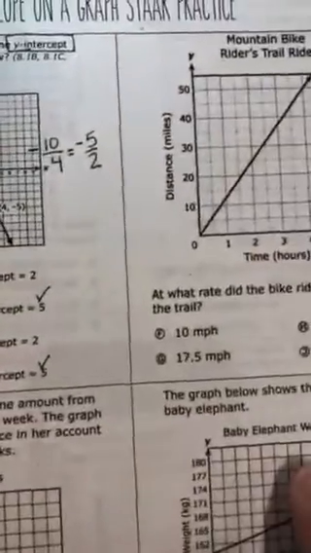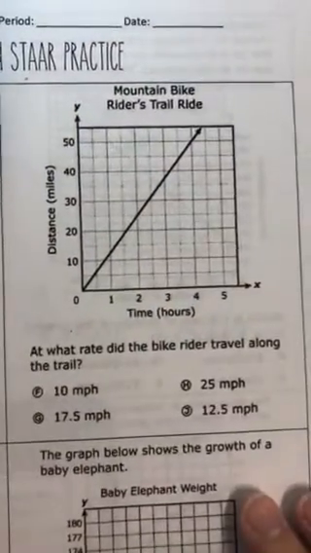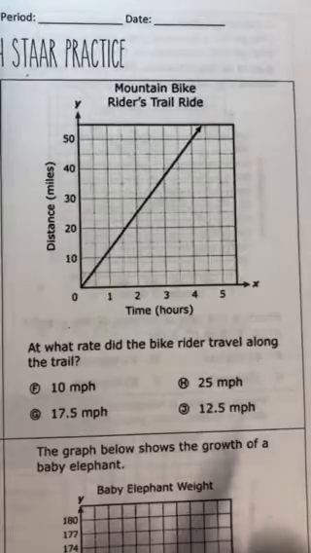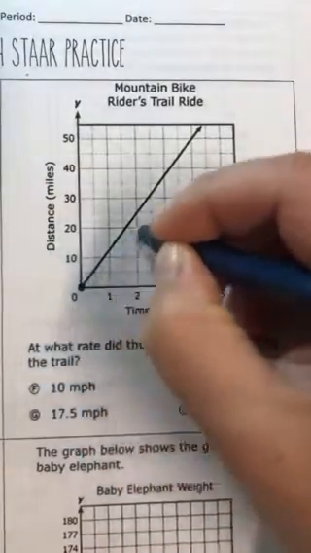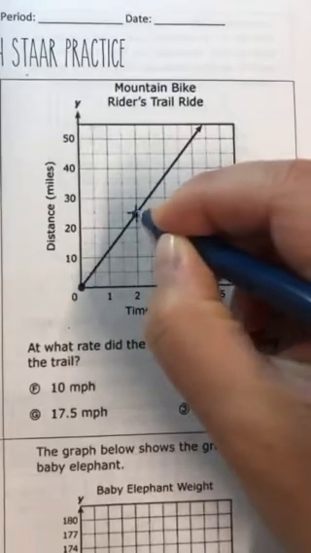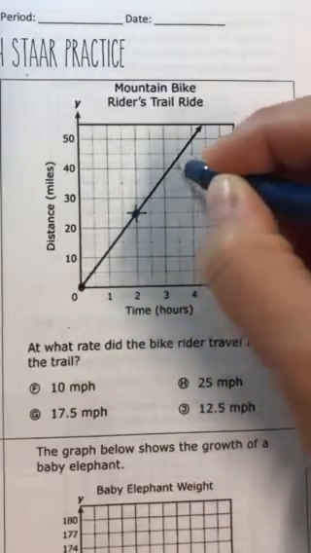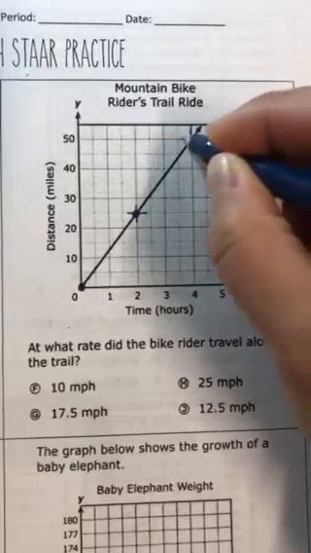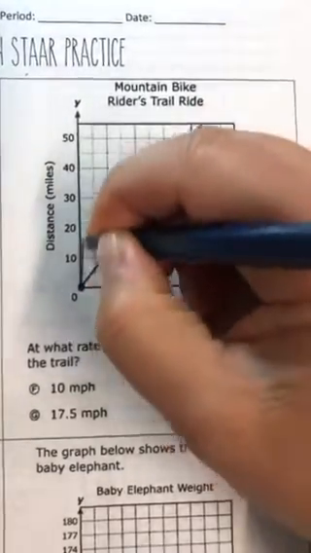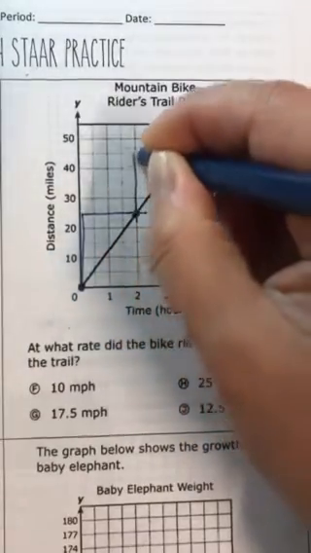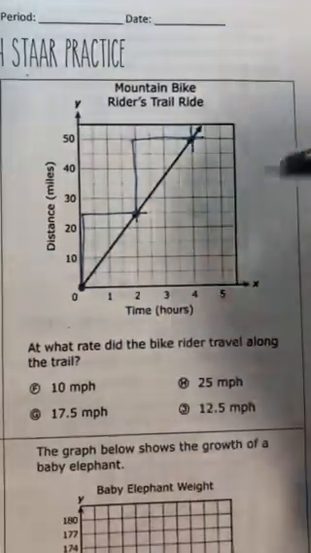Next question. At what rate did the bike rider travel along the trail? So I have a point here. I need to look for my perfect points, the ones that are in the crosshairs. Those are in the crosshairs, so those are perfect points. Connect your points to build your staircase, and then figure out how tall they are.